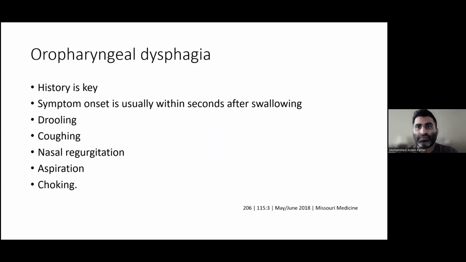Oropharyngeal dysphagia, what's important is the history. Symptom onset usually within seconds after a meal. There may be accompanied drooling, coughing, nasal regurgitation, aspiration, or choking. It's very important to differentiate between oropharyngeal and esophageal dysphagia. Patients with oropharyngeal dysphagia should be referred to an ENT surgeon and should have a video fluoroscopy in the presence of a speech therapist. A very easy test one can do at the bedside is to ask the patient to drink some water, and immediately the symptoms become evident.